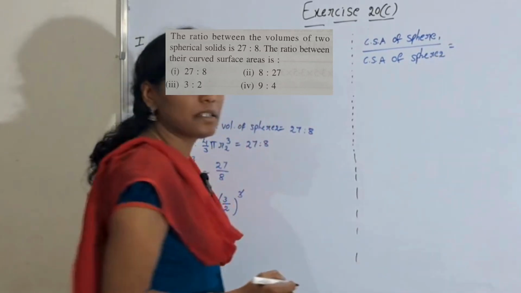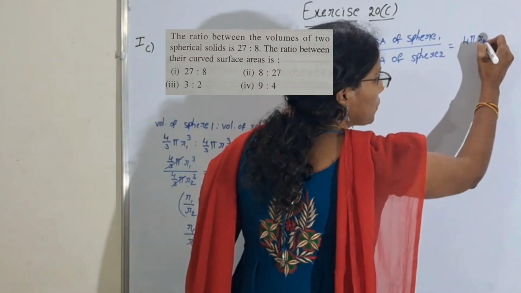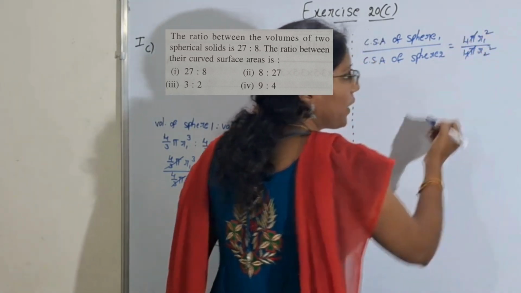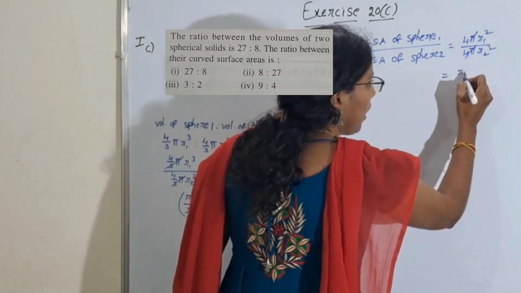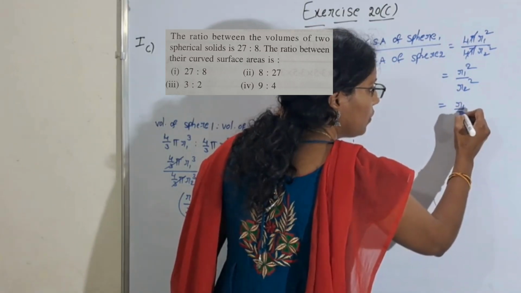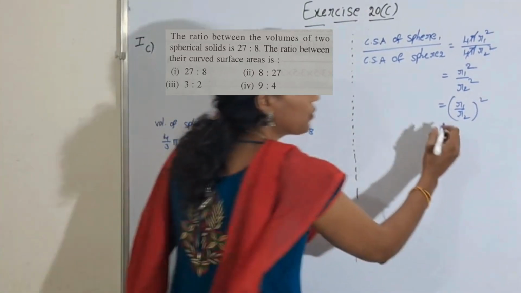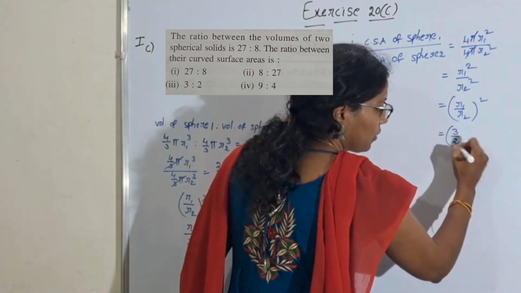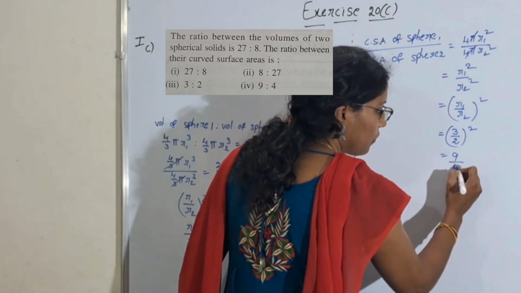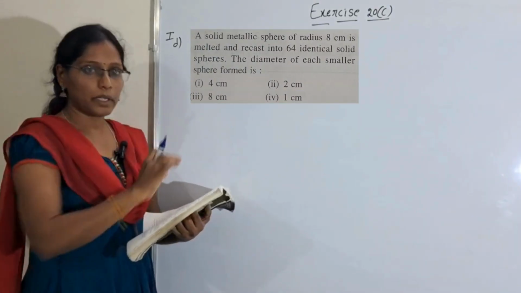is equal to, what is the formula? Curved surface area of the sphere is 4 pi r square. Here two spheres we have: 4 pi r1 square, 4 pi r2 square. 4 pi cancel. Remaining r1 square by r2 square. Here r1 by r2 whole square. Already we have the r1 by r2 value 3 by 2, we have to substitute here. 3 by 2 whole square. Here 3 square is 9, and here 4. 9 is to 4.